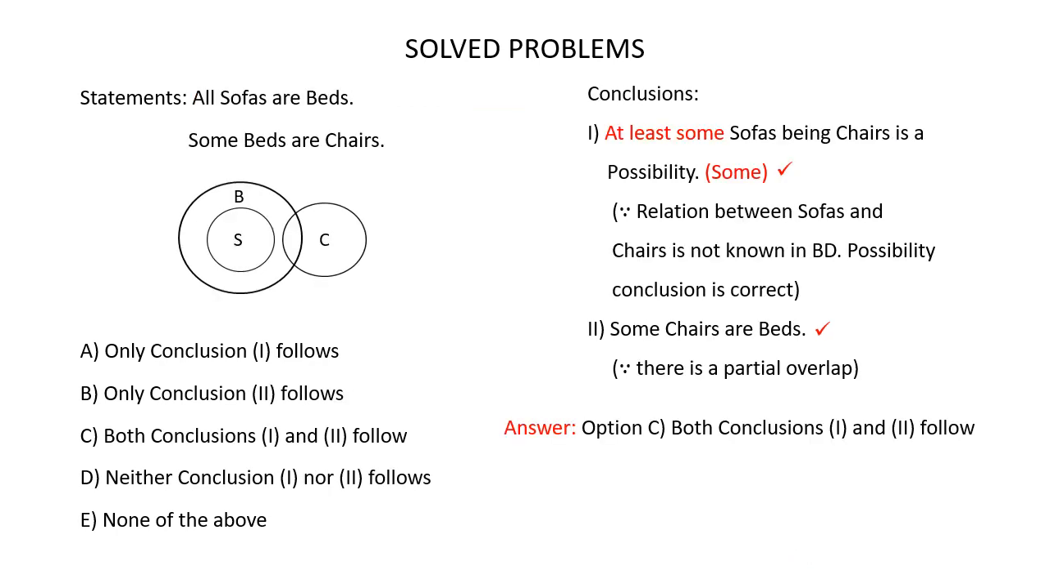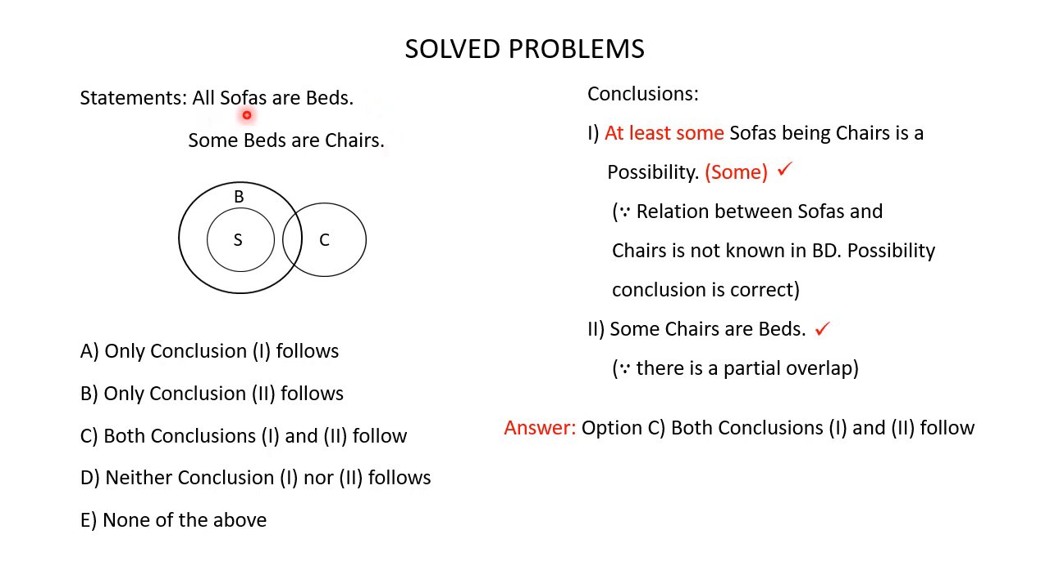In this question, you are given 2 statements and 2 conclusions. Let's find out which of these conclusions follow from the logic given in these statements. To do that, first we have to draw a Venn diagram for these statements. The statements are all sofas are beds. Some beds are chairs. Now let's draw a Venn diagram for these statements.